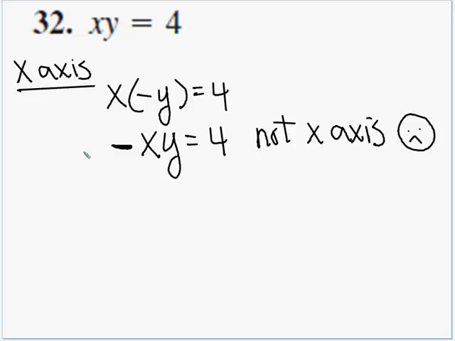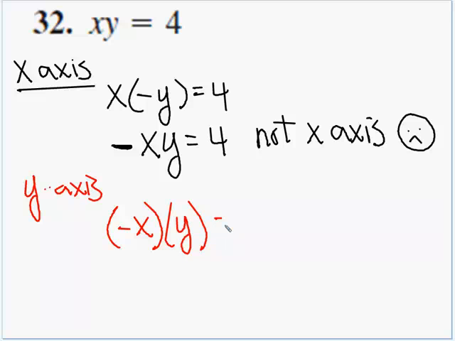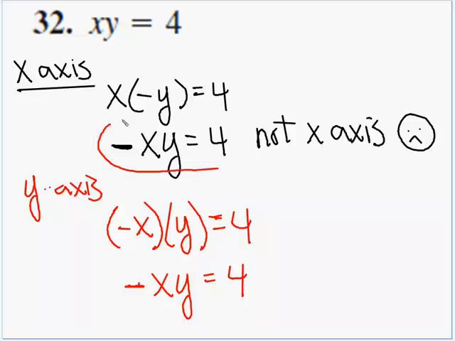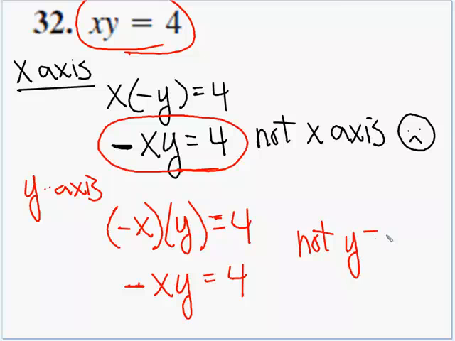But maybe we'll have better luck with a y-axis. So now we're going to replace the x with a negative x, and we're going to leave the y alone. Well, let's see here. Negative times positive is negative. X times y is xy, and that's equal to 4. It looks very similar to what we found here, but that's not what we're looking for. We wanted it to match this, so it is also not y-axis symmetric. Okay, that'll be another frowny face. And maybe I'll put a great big tear here because I think we're running out of time.